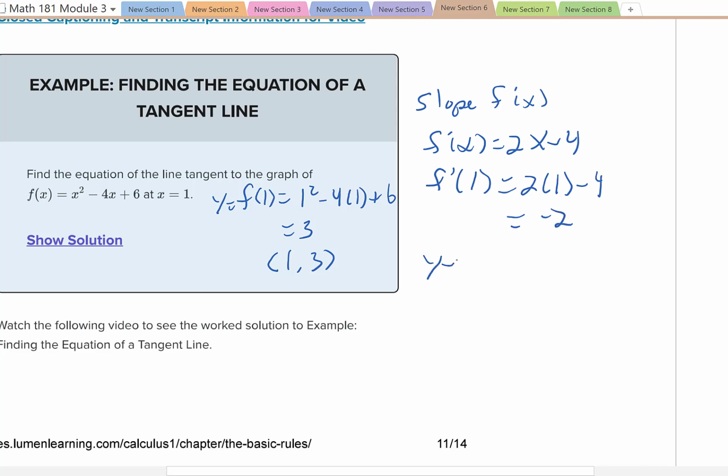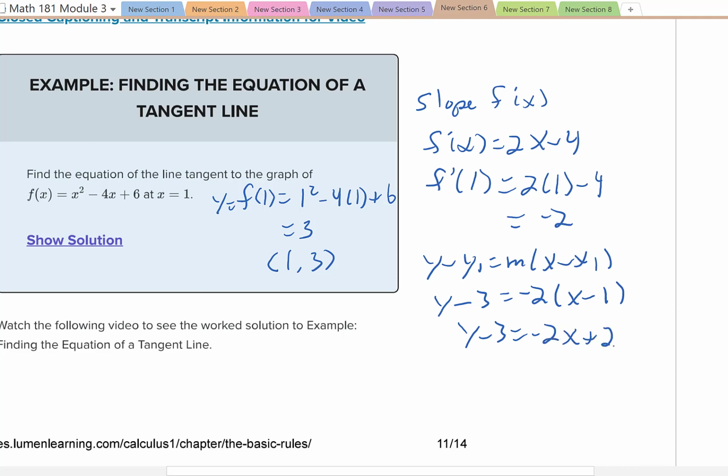So we go y minus y1 equals m times x minus x1. So y minus 3, our y1, equals m, which is negative 2, times x minus x1, which is 1. So y minus 3 equals negative 2x plus 2. If I add 3 to both sides, y equals negative 2x plus 5.